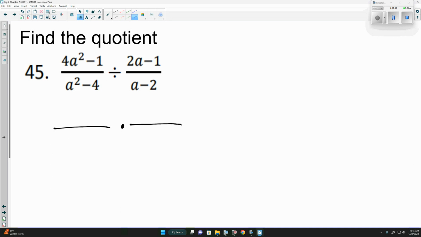All right, let's do this one here. So we do have 2 rational expressions being divided. Now the first thing we can do is change it from division to multiplication and flip the second.